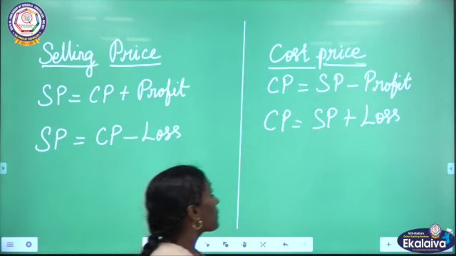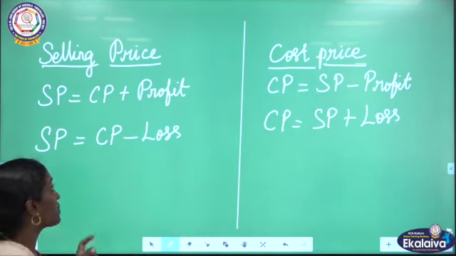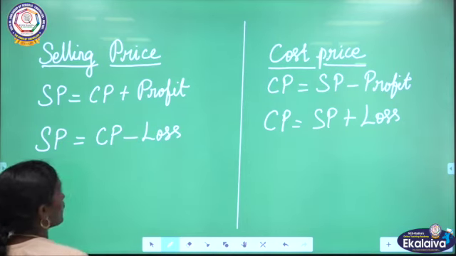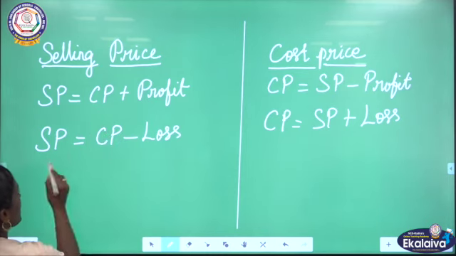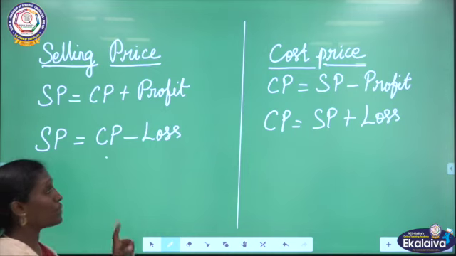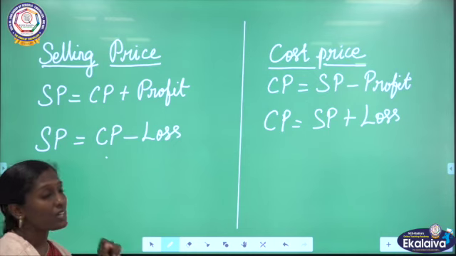Okay. Then next one, we are going to find the selling price and cost price from the formula. Here selling price is equal to cost price plus profit. Here profit is given, so we have to add these two. Selling price is equal to cost price minus loss. If loss is given, then to find the selling price, we have to subtract loss from the cost price.